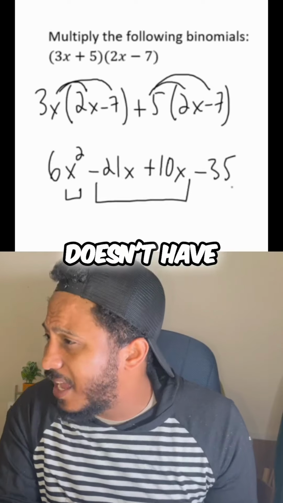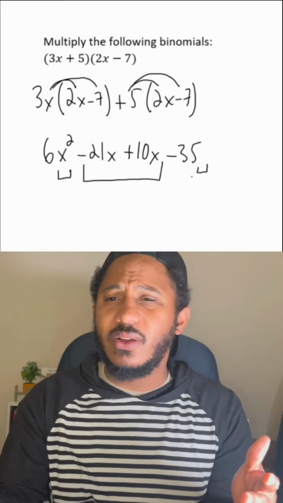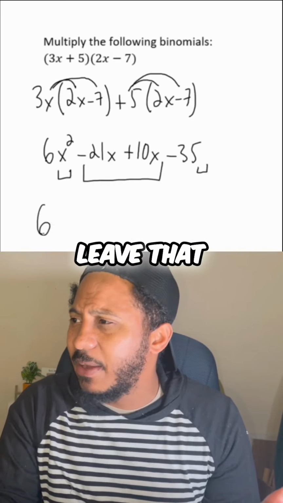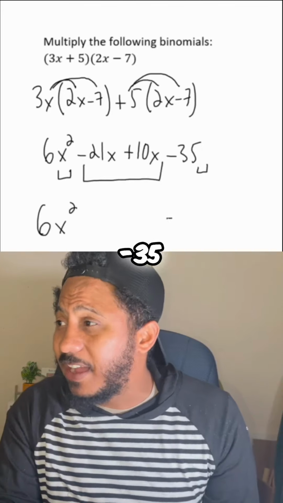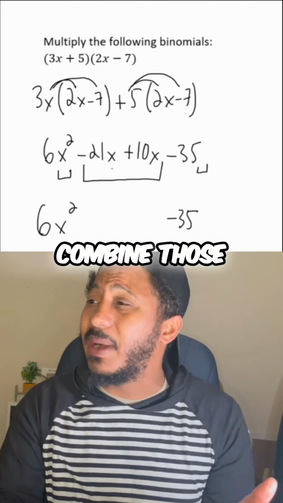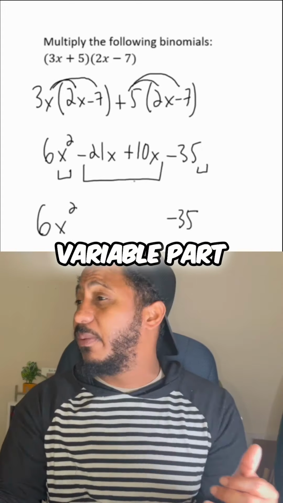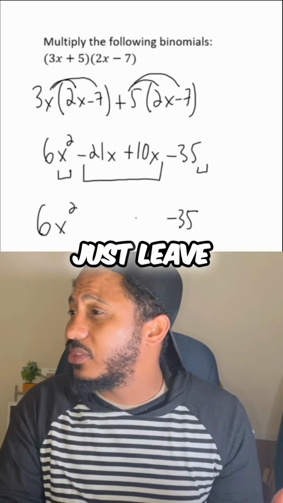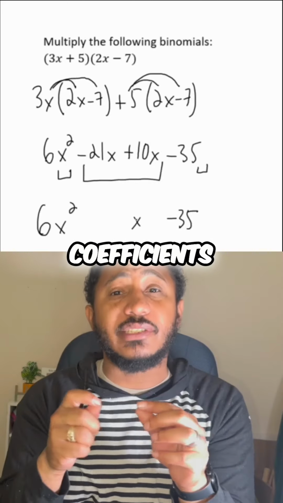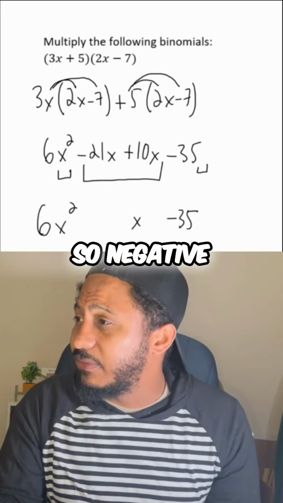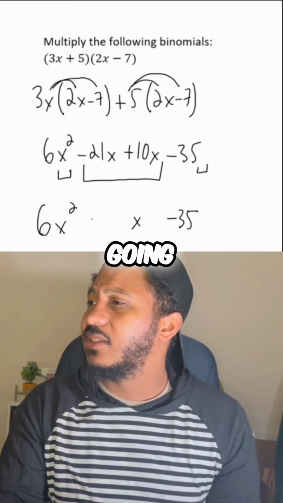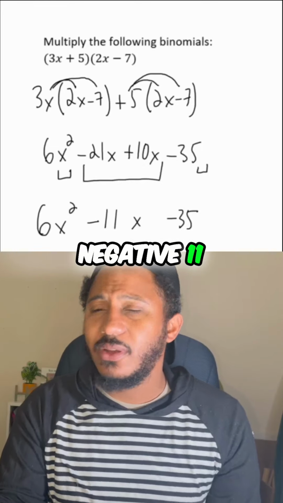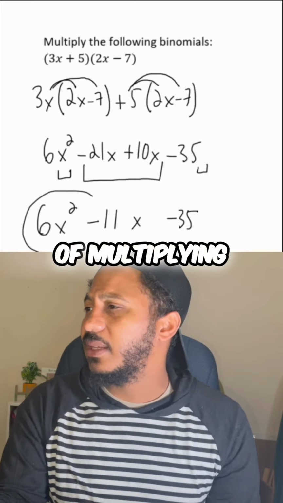All right. This one doesn't have any variable parts. That's just a constant. Meaning the 6x squared, we leave that one as is. And then the minus 35, we leave that one. But it's the middle part that I can combine those two because they have the same variable part. Meaning, how do I combine them? Well, just leave the x off and combine their coefficients, their numbers in front. So negative 21 plus 10 is going to be negative 11. So that will be our result of multiplying these.